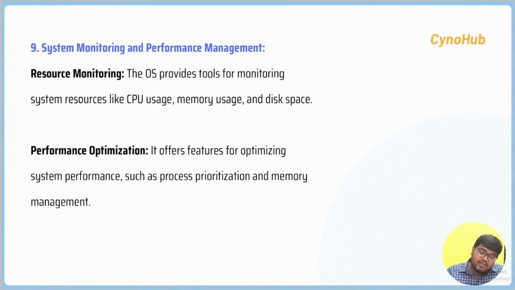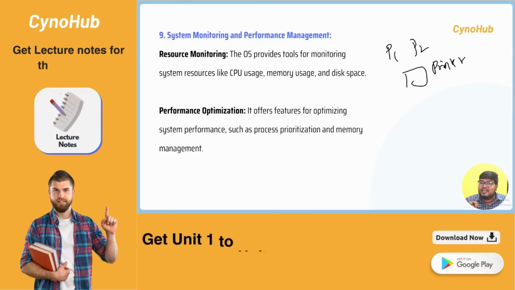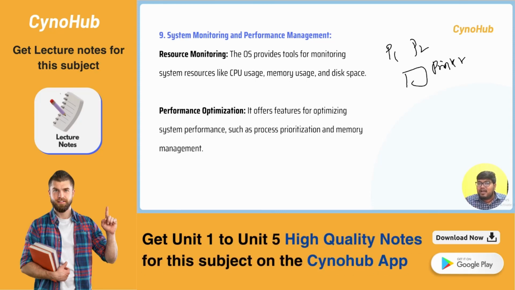See, system monitoring and performance management. See here, resource monitoring and performance optimization. Resource monitoring comes under the case where two processes, P1 and P2, both want the printer. Resources are nothing but a printer, a scanner, hardware, a processor. All these come under resources.